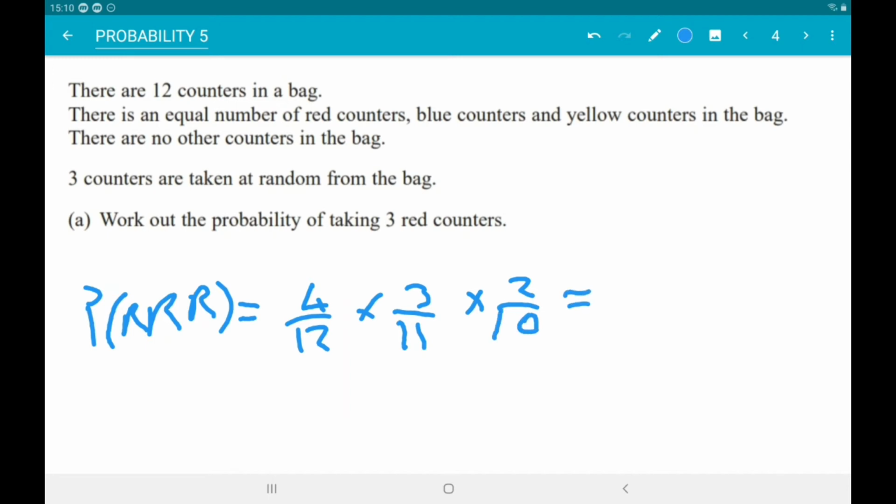So, going across the top, 4 times 3 times 2 is 24. And on the bottom, 12 times 11 is 132, times by 10 is 1,320. Now, we could simplify that, but we're not asked to, so don't bother.